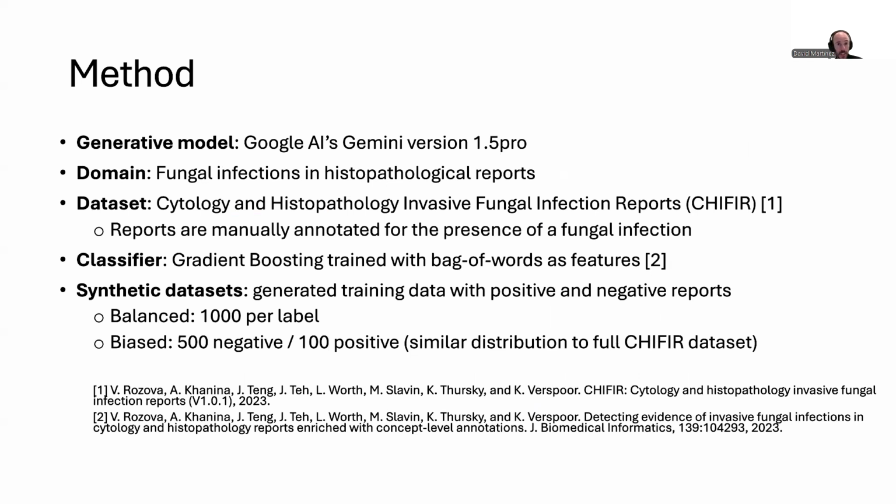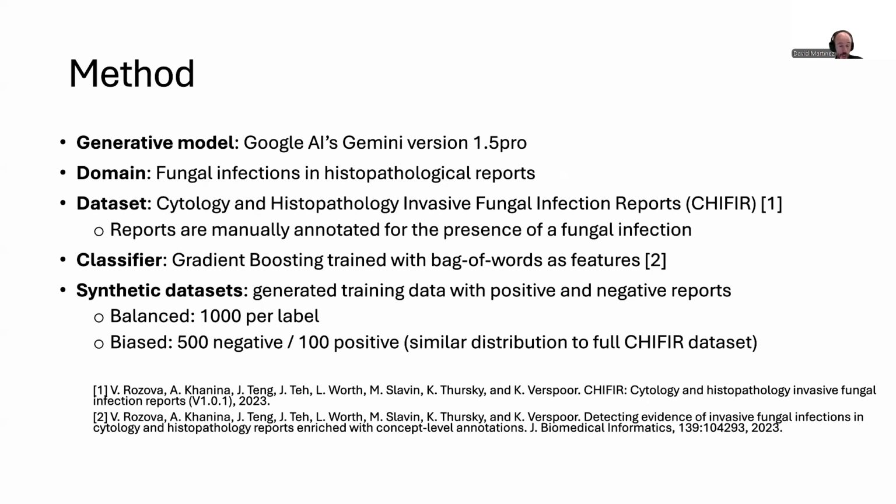So this is specifically the method that we use. The generative model that we looked at is Google's Gemini, the version 1.5 Pro, and we applied it to this domain that I just described. The manually annotated dataset that we use for evaluation is the CFIR dataset that is publicly available. There's the reference there. And as classifier, we use gradient boosting, which has been shown to perform well on this data. There's another reference for this.